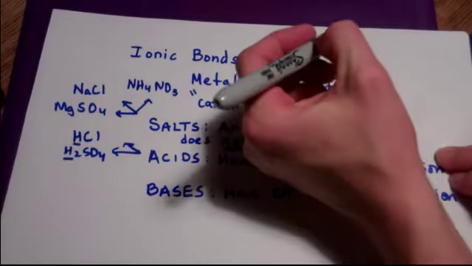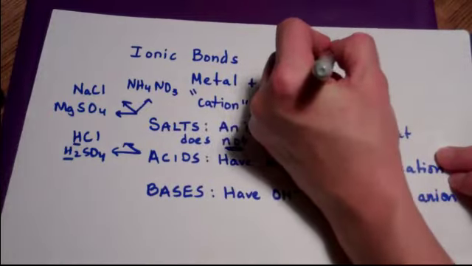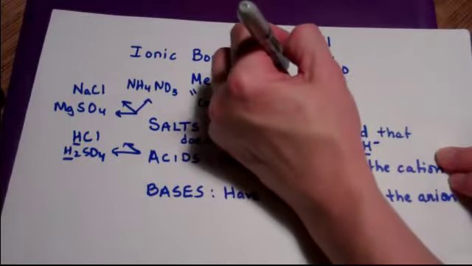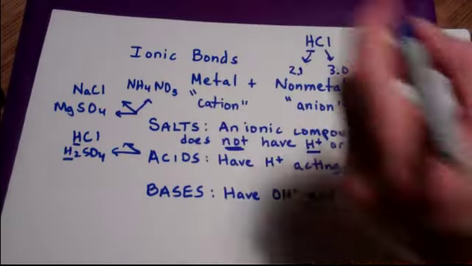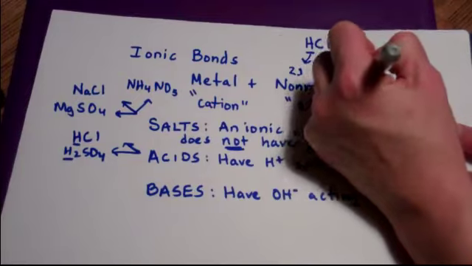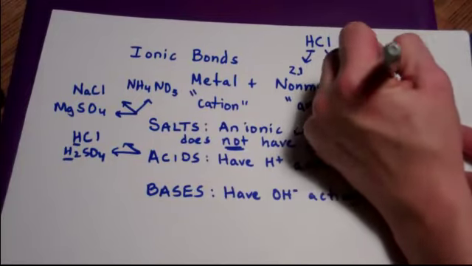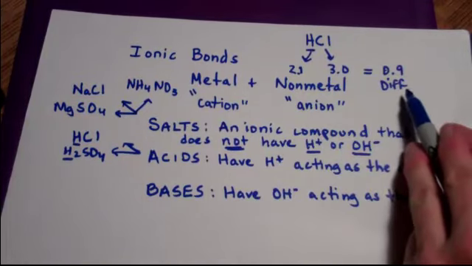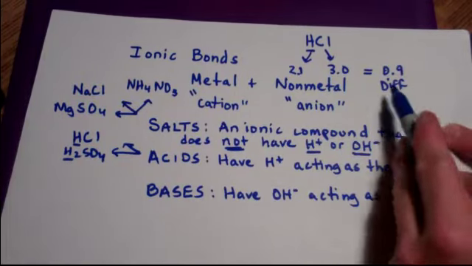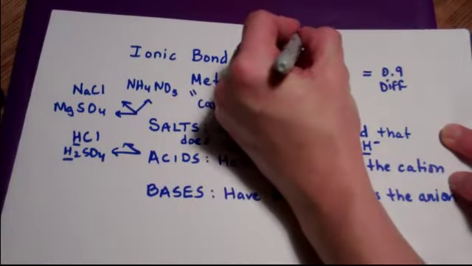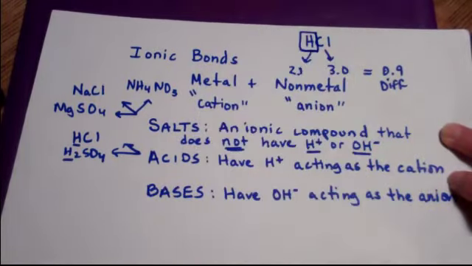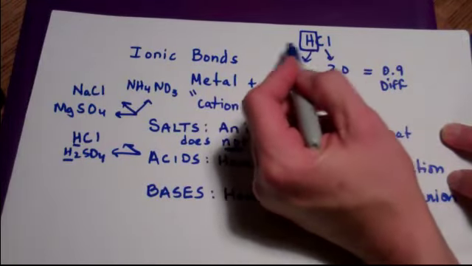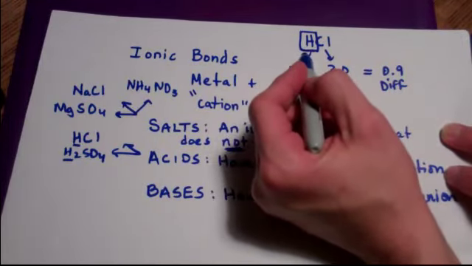predicted by the electronegativity. So our electronegativity for the chlorine is 3.0. Our electronegativity for hydrogen is 2.1. And so if we take the difference, this is going to be 0.9 as the difference. So we would predict that this is going to be a polar covalent molecule, right? But in this case, hydrogen is acting as the cation. If you put this in water, it will dissociate like an ionic compound.